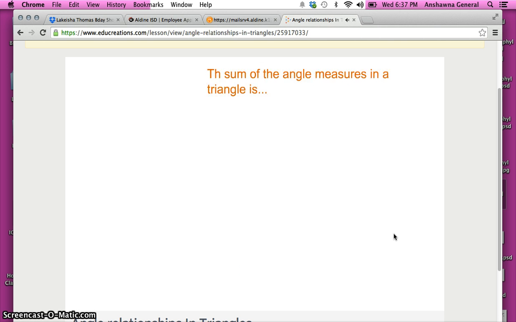Okay, the inside flap is going to say the sum of the angle measures in a triangle is 180 degrees. Alright, we're going to do an example on the left side flap. So this is an inside flap, and on the left side flap, we're going to do an example.